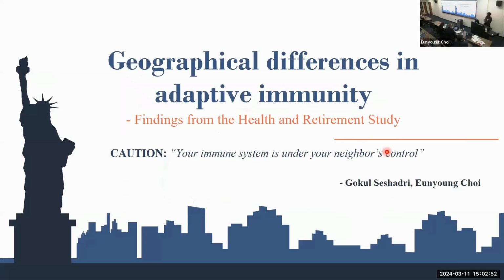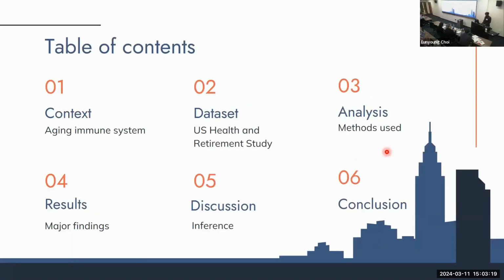Good afternoon, everyone. I would like to begin this presentation with the cautionary note that your immune system is under your neighbor's control. I know this is a weird statement, but typically we don't want anything to be under our neighbor's control, but unfortunately our immune system is. Let us see who could possibly be that neighbor who is speaking with your immune system. Based on the title, you can say it's geography, but it's not. Let's see what it is.